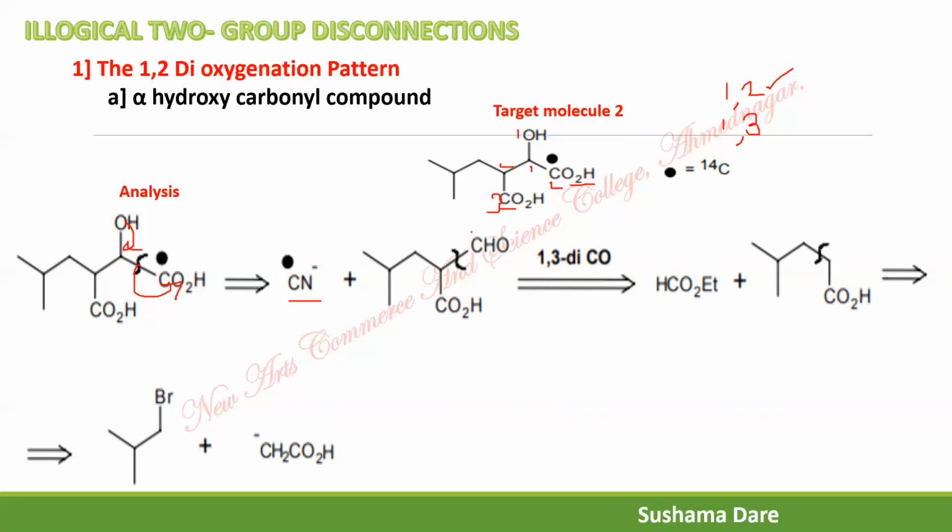Now what is the relation over here? This is 1, this is 2, and this one is 3. So the relation is now written on the arrow: 1,3 dicarbonyl compound. Whenever there is a 1,3 dicarbonyl compound, what are the possible disconnections? Either you disconnect a 1,2 bond or you disconnect a 2,3 bond.